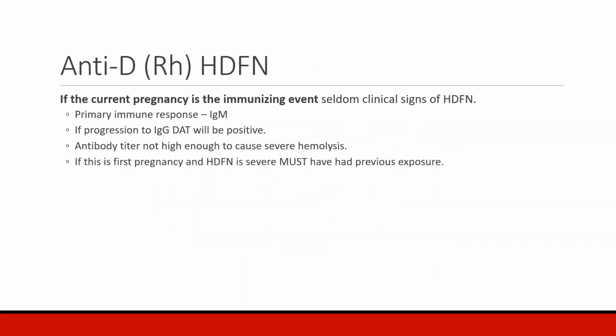If the current pregnancy is the immunizing event, there's seldom clinical signs of HDFN. It's a primary immune response, which usually takes weeks to months to develop, and the antibody first produces IgM. If the antibody progresses to IgG, the DAT will be positive. But in a primary immune response, usually the antibody titer is not high enough to cause severe hemolysis. If this is the first pregnancy and HDFN is severe, there must have been a previous exposure.